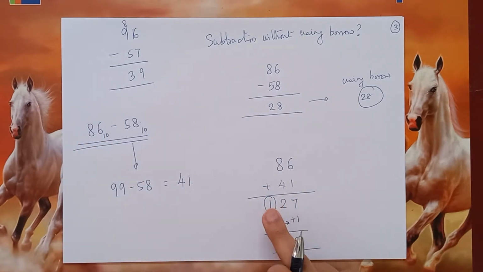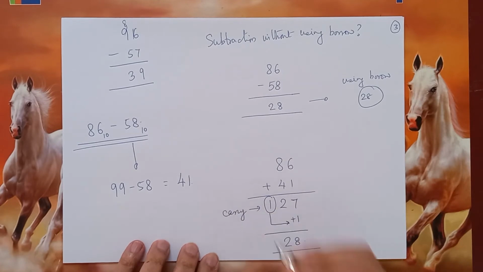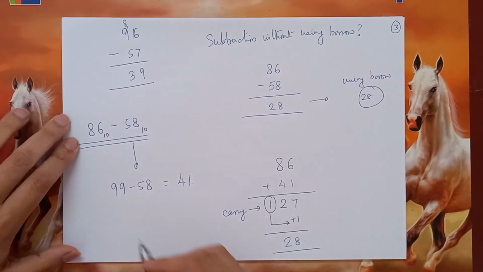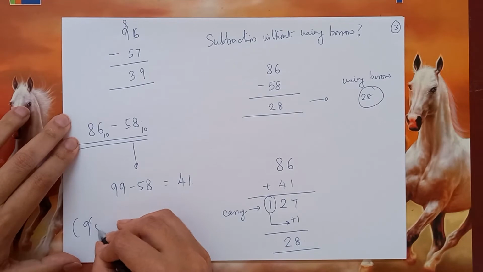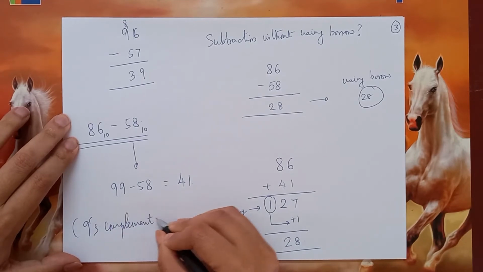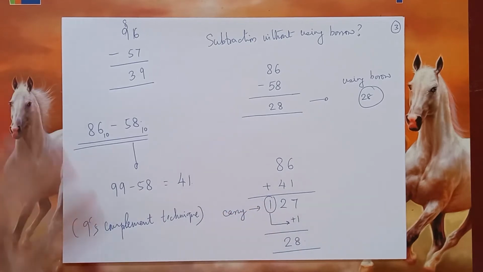And the extra one that comes, this is what is called the carry. This extra carry is added and you get the final answer. So therefore this process where we are actually subtracting from the largest two-digit number, this technique is called the 9's complement technique.